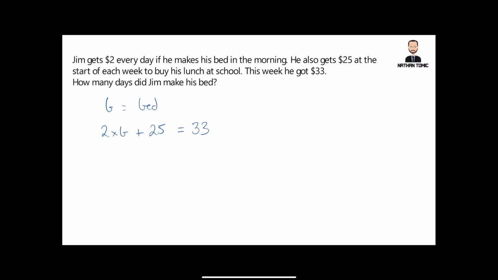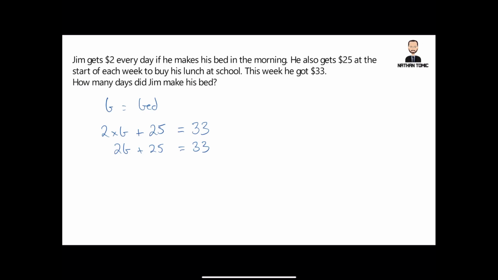Of course, we'd like to show this a little bit more appropriately. So instead of 2 times B, we should be showing that as 2B plus 25 equals 33. So this equation represents how many times B he got the $2 for doing his bed plus the $25 he gets as well. So again, we're just going to undo these steps.